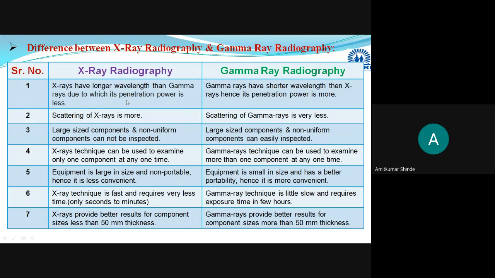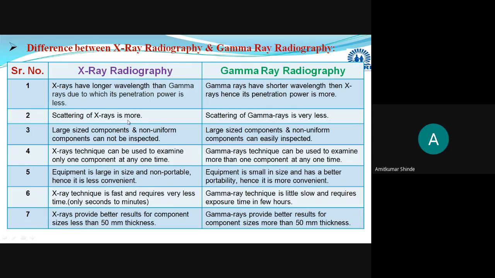Only because of this penetration power, as X-rays are having less penetration power, please read the third point. Large sized components and non-uniform components cannot be inspected with the help of X-ray radiography because its wavelength is longer and it results in less penetration power. But here, as wavelength is shorter, its penetration power is more, so easily you can inspect large sized components, and non-uniform components also can be inspected in gamma rays.